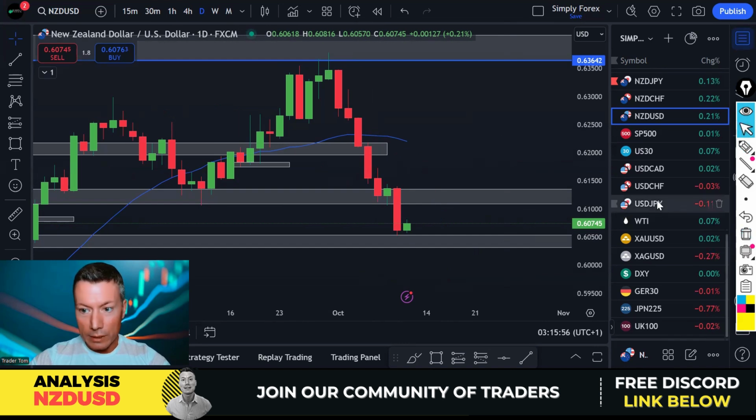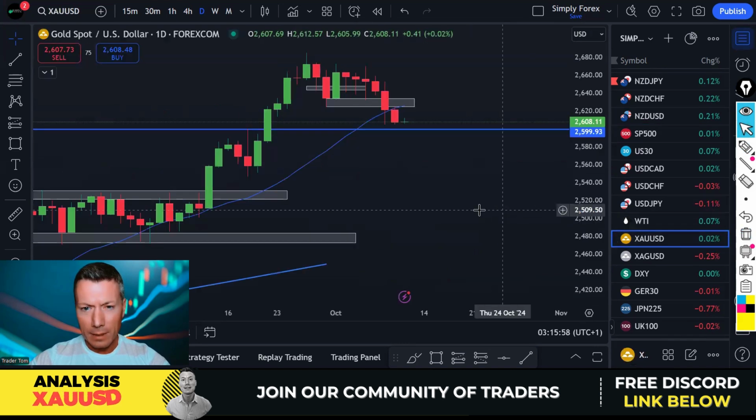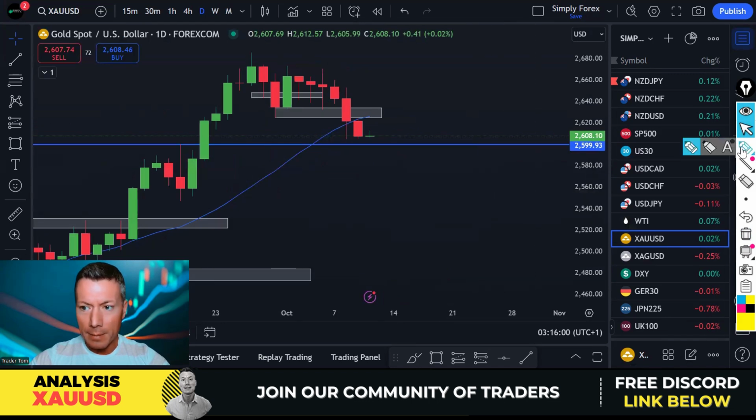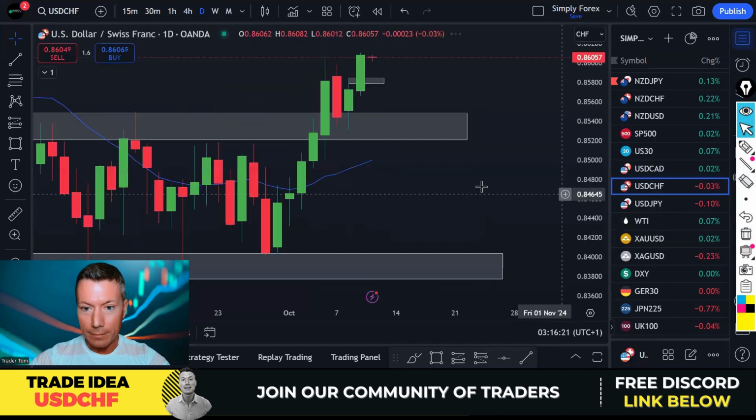I also still like gold, okay? Because for the first time in a long time, this has had a daily structure break, right? We stopped making higher highs and now we're making lower lows, right? So all of those potential trades are US dollar strength, okay? But the one I do like, guys, is US dollar Swiss franc, okay?